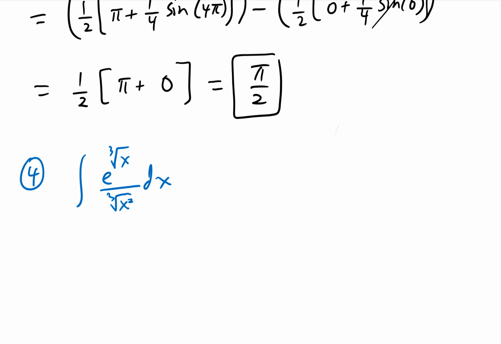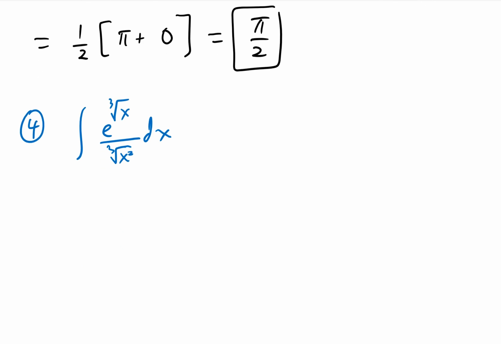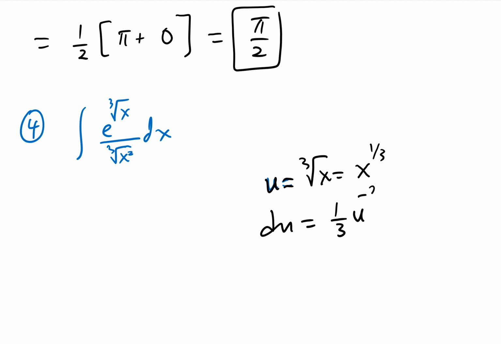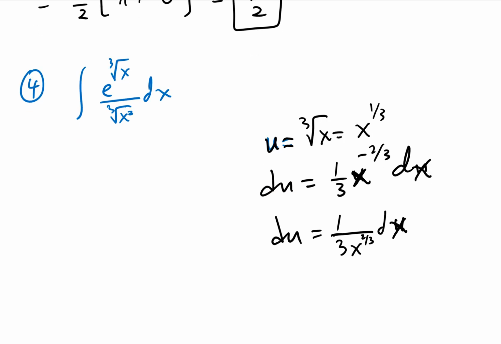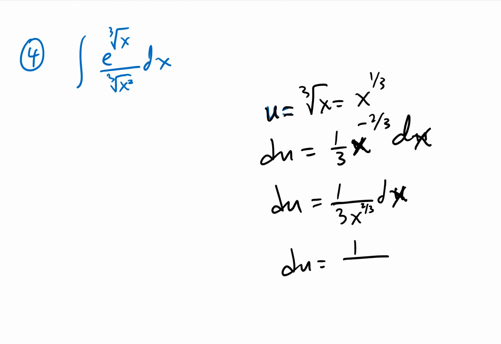Number 4, this was given as number 4. Here, what we do, the u sub, u equals the cubic root of x, or you can write x to the 1/3. So du is going to be 1/3 u to the negative 2/3 du x. So when you bring that down, it becomes x to the 2/3. Then du is 1/3. You can rewrite this, the cubic root of x squared dx.